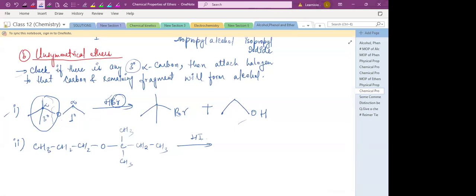Again I'm repeating. First we have to check if there is a tertiary alpha carbon or not. If there is a tertiary alpha carbon, it's very simple. Just attach the halogen to that carbon. So you will get the tertiary alkyl bromide, tertiary alkyl halide, plus the other fragment, the remaining fragment will form the alcohol. Means उससे आप oxygen को क्या attach करोगे? Hydrogen, and you will get the alcohol over there.